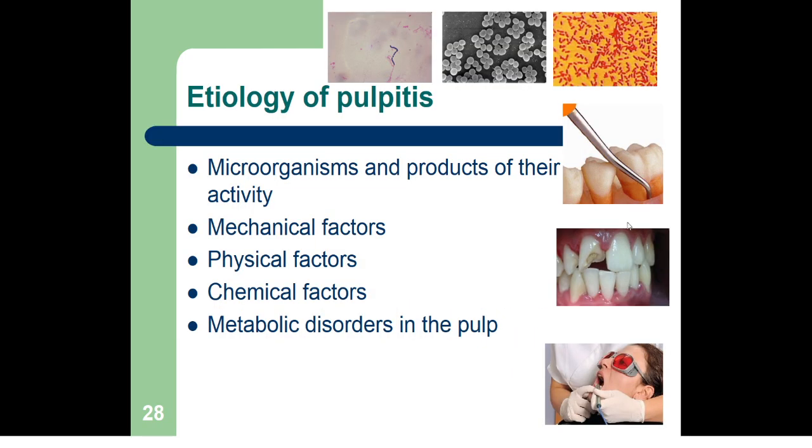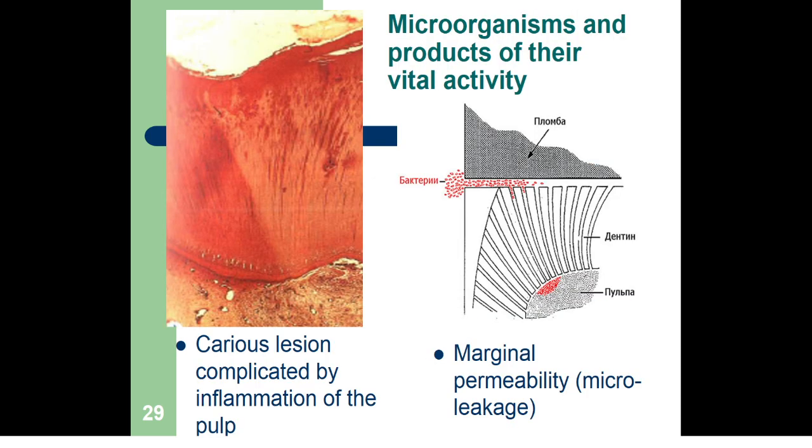And next we will learn the etiology of pulpitis. They are microorganisms and products of their activity, mechanical factors, physical factors, chemical factors, and metabolic disorders in the pulp. This picture shows you microorganisms and products of their vital activity.